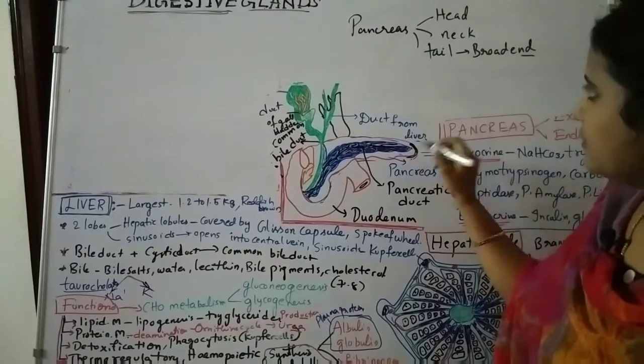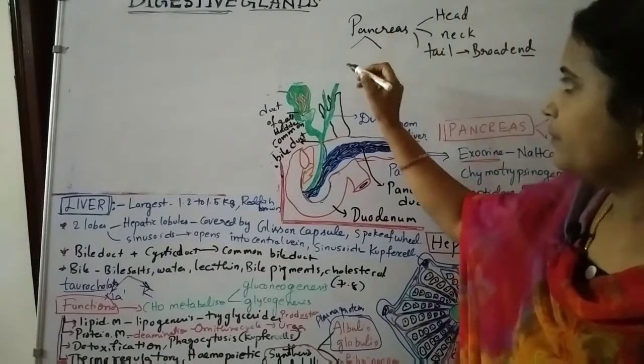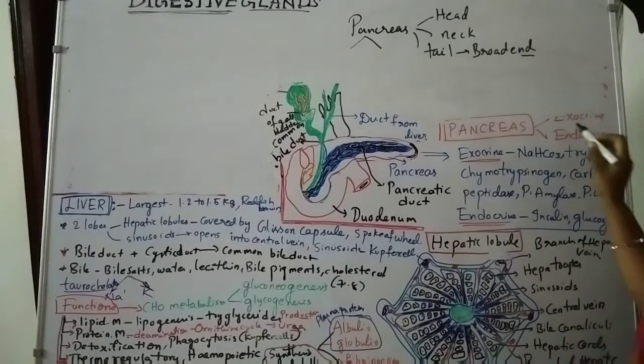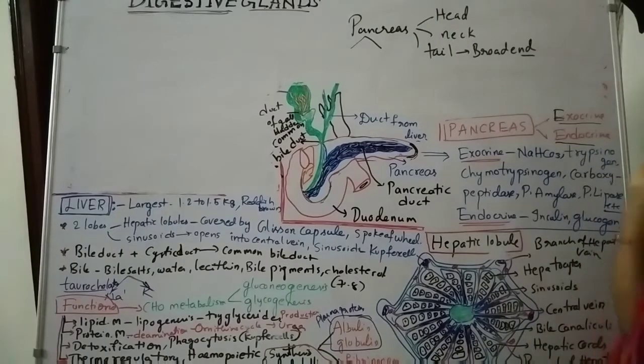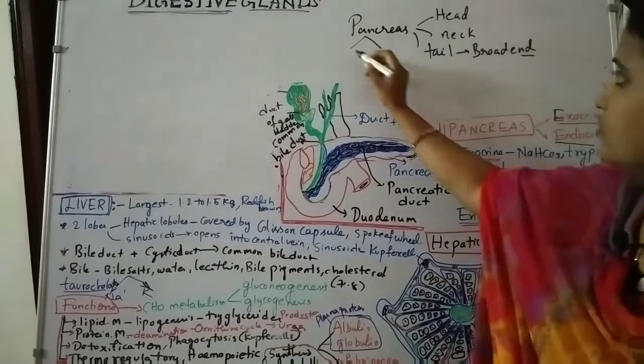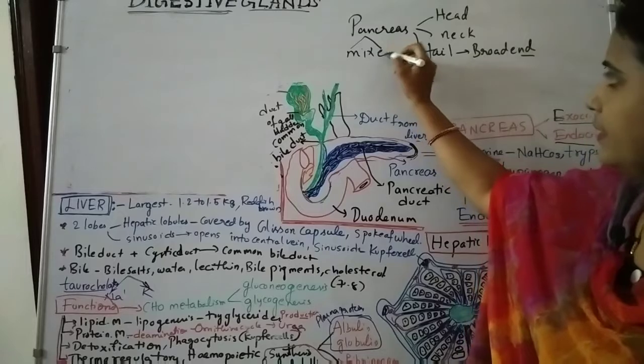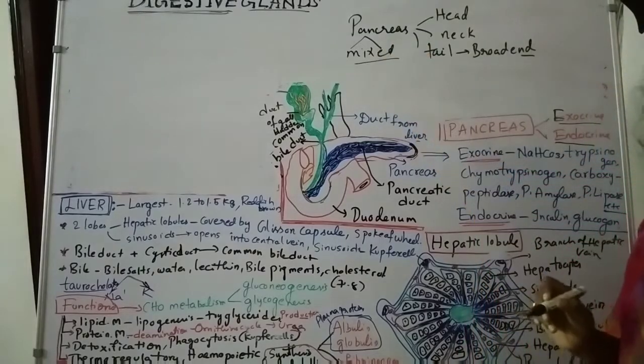Okay, so the pancreas is a mixed gland. It performs two functions: exocrine functions and endocrine functions. That's why it is also known as a mixed gland.